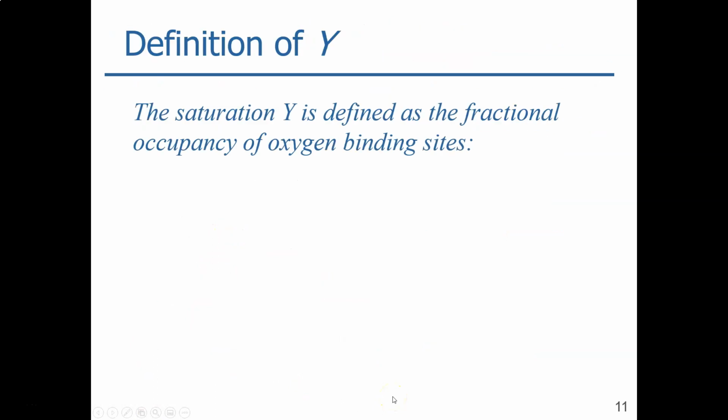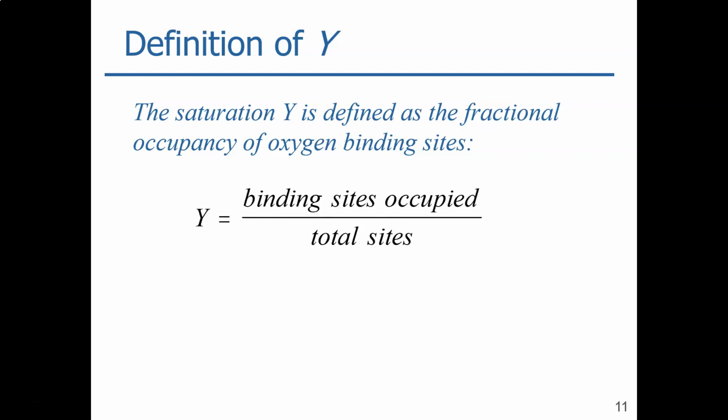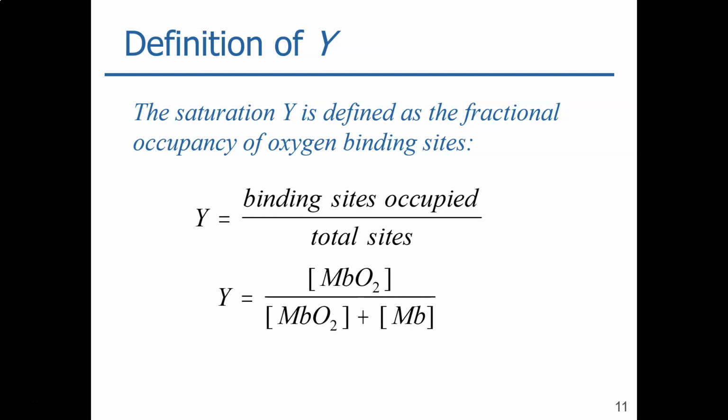What I want to do first, though, is define the saturation. That's designated as a capital Y. The saturation Y is defined as the fractional occupancy of oxygen binding sites. That means Y is equal to the binding sites occupied over total sites. For myoglobin, the total sites are myoglobin that has oxygen bound plus myoglobin that doesn't. That's the total sites. And then MbO2 right here are the binding sites occupied.